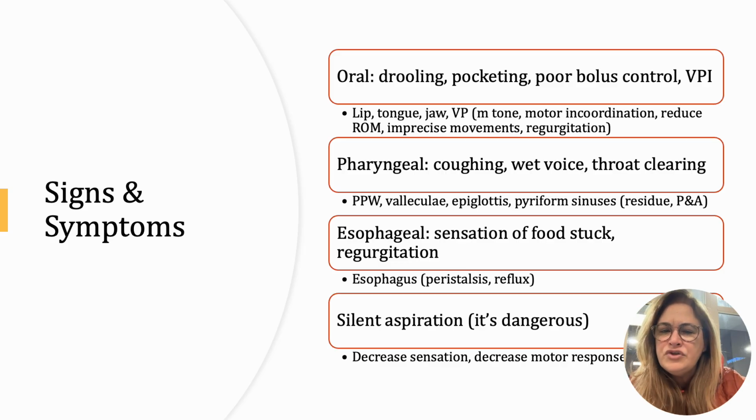Pharyngeal, you're going to be looking at coughing, wet voice, throat clearing. So when you hear that there's coughing, usually it's because something gets into the airway or close to the airway, in the vocal folds area or ventricular area. PPW will be residues maybe in the vallecula, in the epiglottis, piriform sinuses. So that cough, that wet voice, that throat clearing is because there's some of that residue.